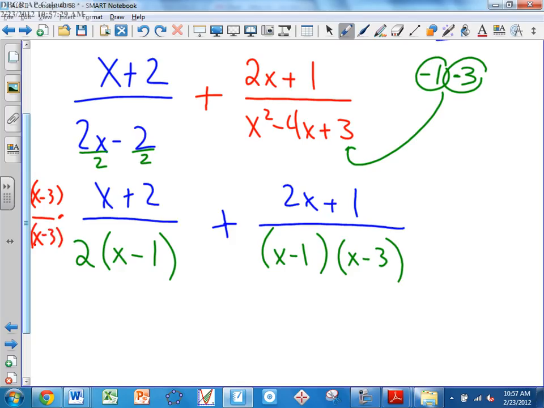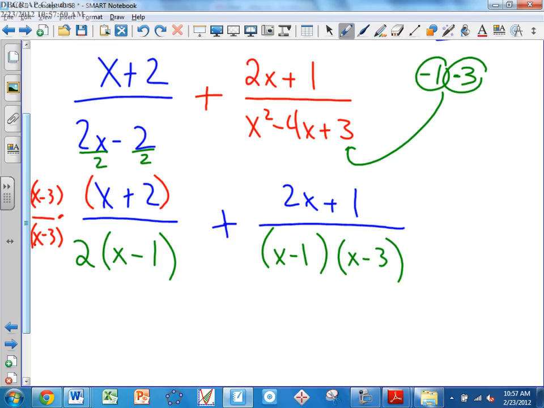You can see that now you're going to have to FOIL the numerator on the left side. If you want to, put parentheses around here too, to remind you. Putting parentheses up here with the x plus 2 might help you remember that you have to FOIL this. Next, what's missing on the right one? What is it? 2.